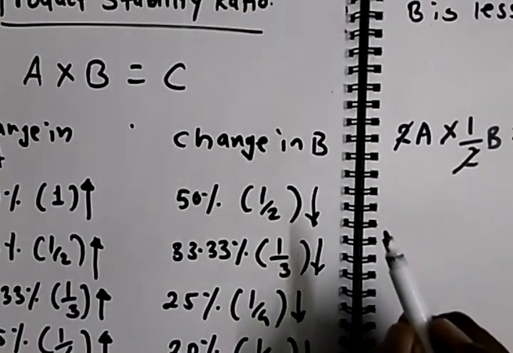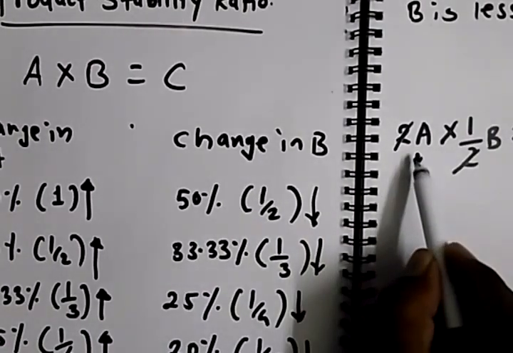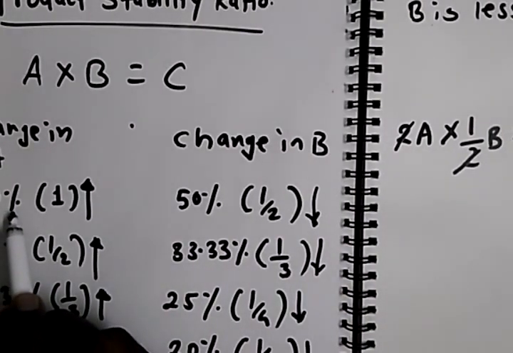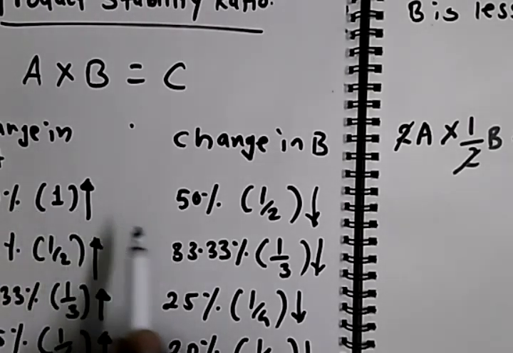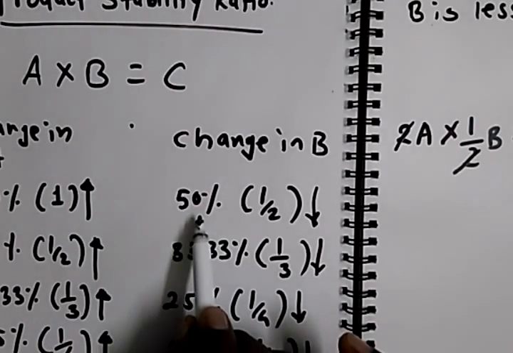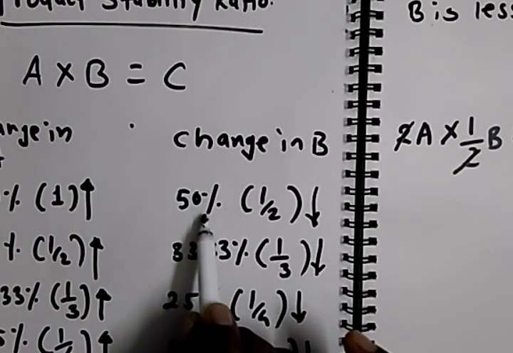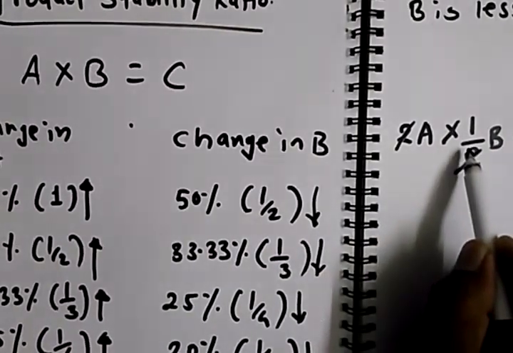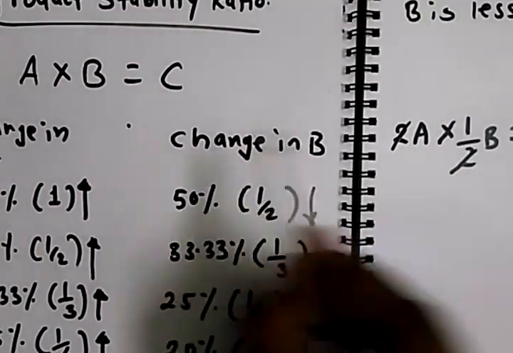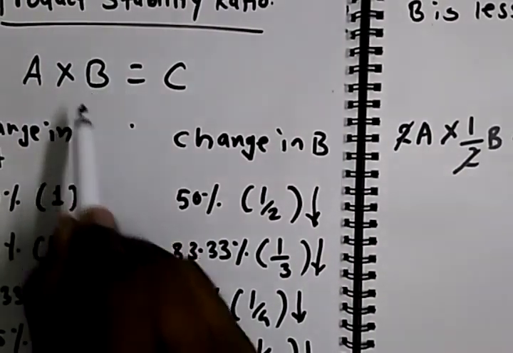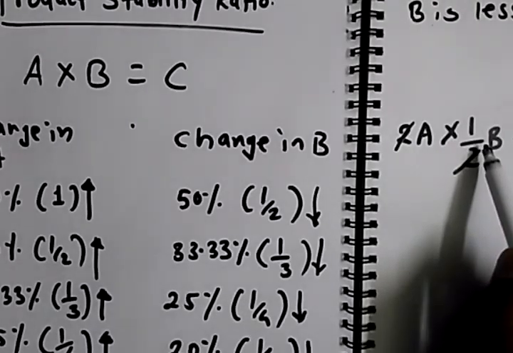So that means I have increased my A by 100 percent. So if I increase my A by 100%, I'll have to decrease my B by 50%, that is by half. See here, if I had B here, now the B has become half B here.